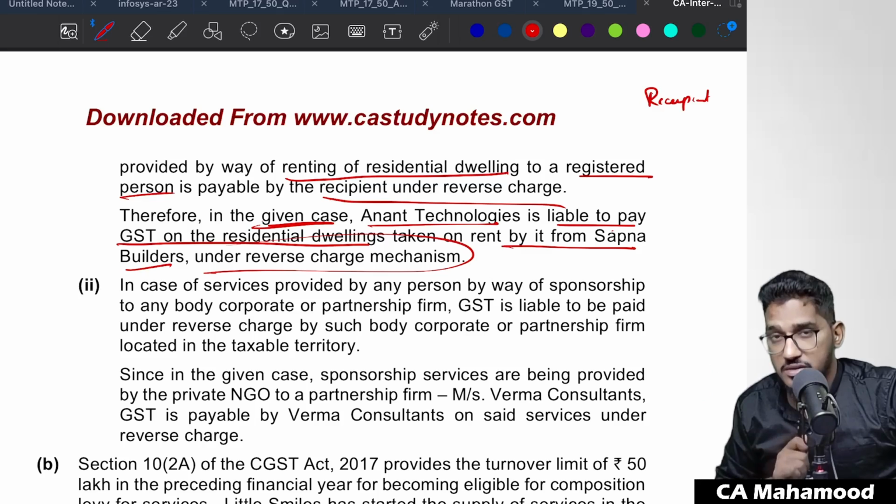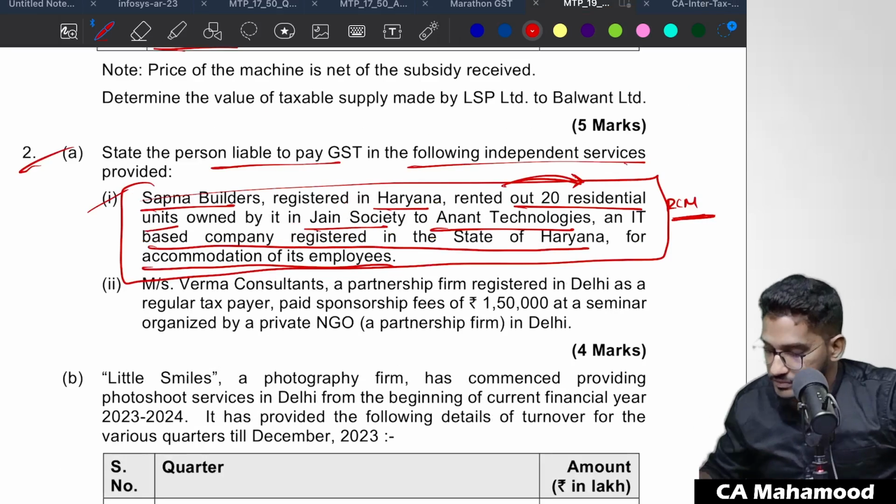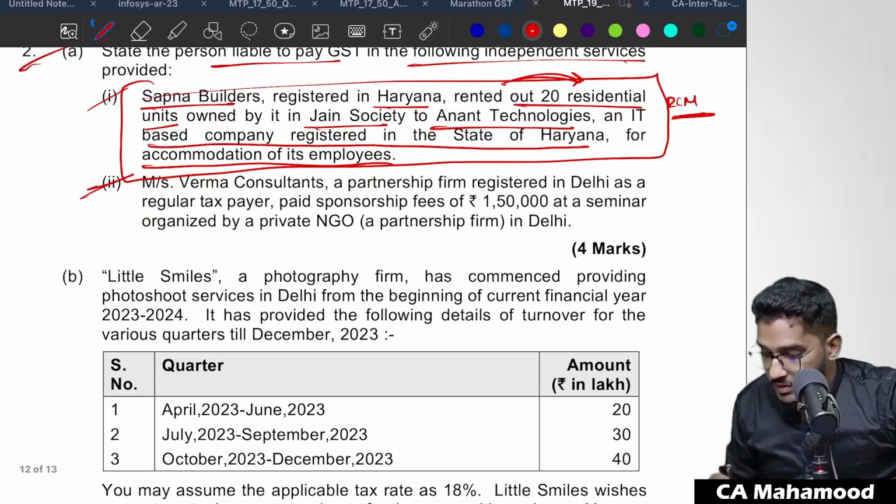What if the recipient is unregistered? Then it will be exempted. Clear? Next one. Let us see.